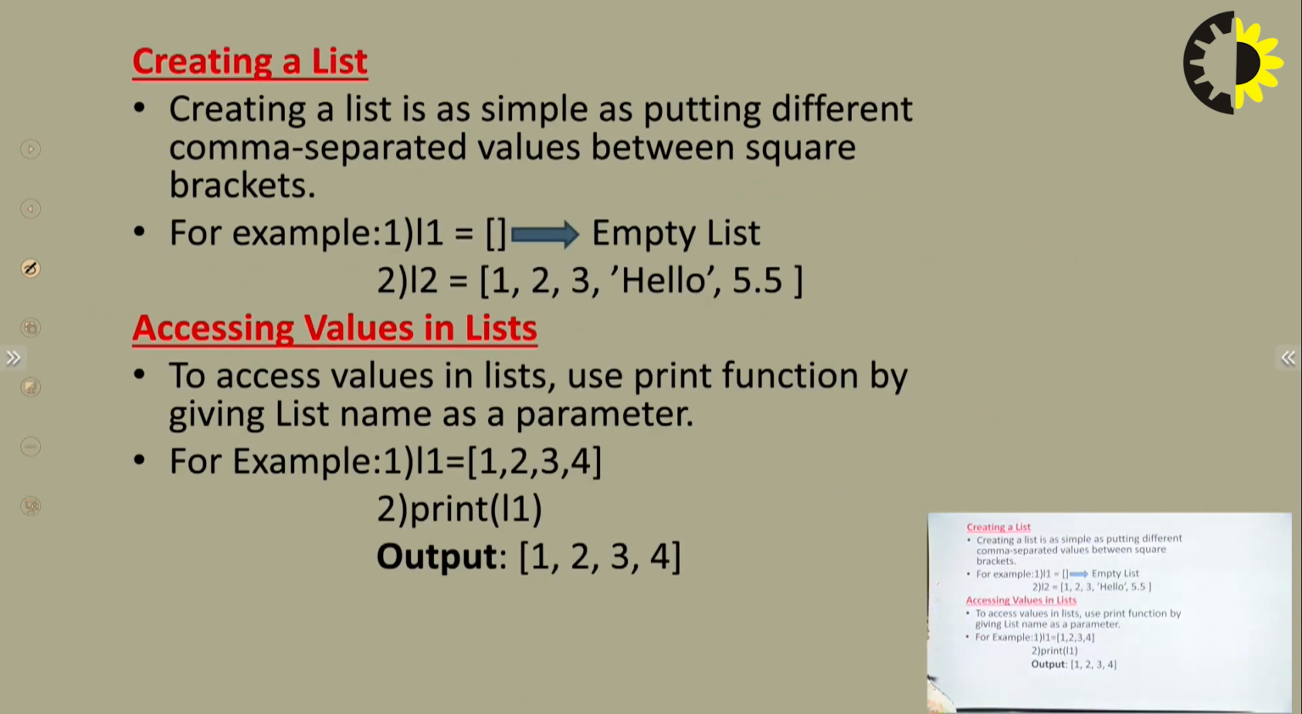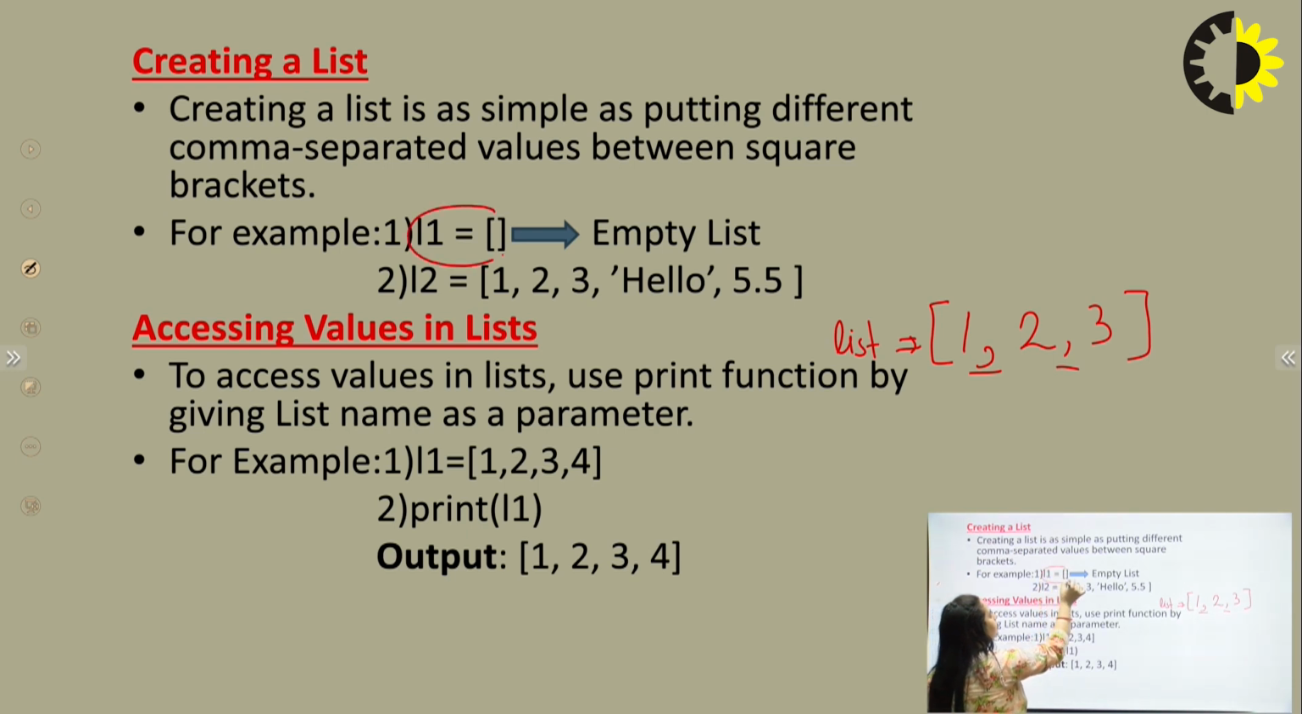Next, how to create a list? As I have already told you, if we have, for example, 3 elements, 1, 2, 3, and we want to save them as a list, we have to separate them with commas and enclose them in square brackets. This is our list. We can also create an empty list. If we don't have values right now but can get them in future, we can create an empty list, and after getting the values we can append them into the list.